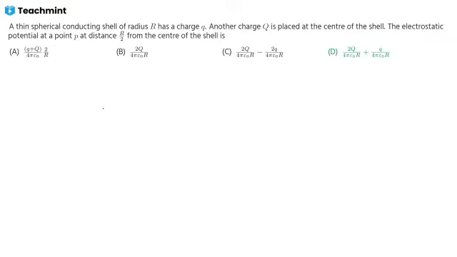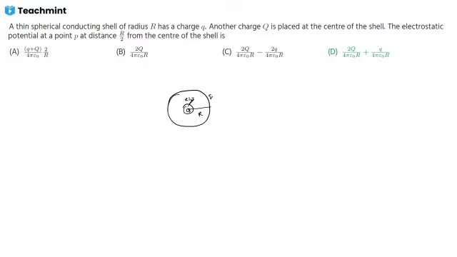A thin spherical conducting shell of radius capital R has a charge q. So this is a thin spherical shell having a radius capital R and having the charge q. Another charge capital Q is placed at the center. Now the electrostatic potential at a point P at a distance r by 2 from the center of the shell will be? So let us consider this is the point.